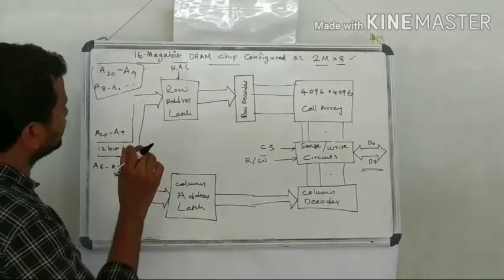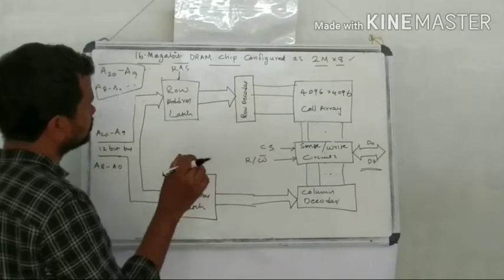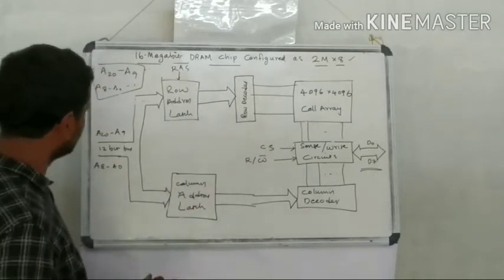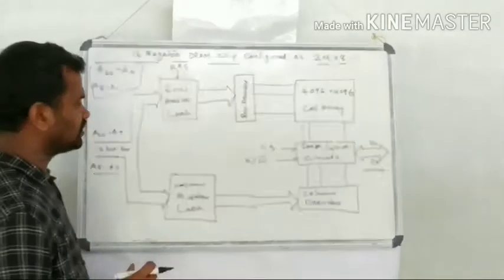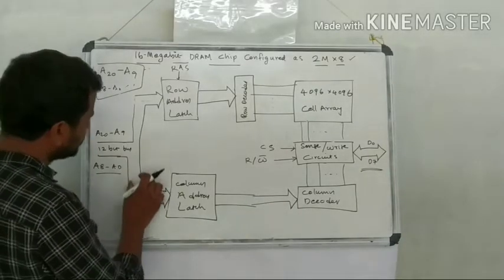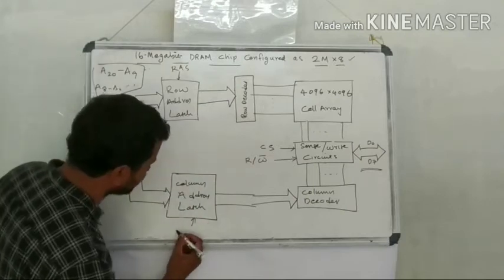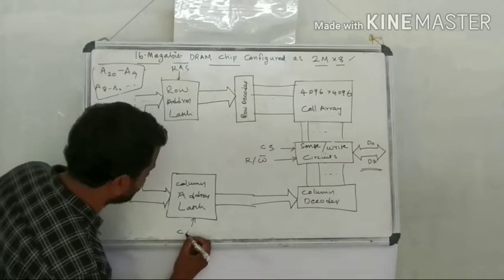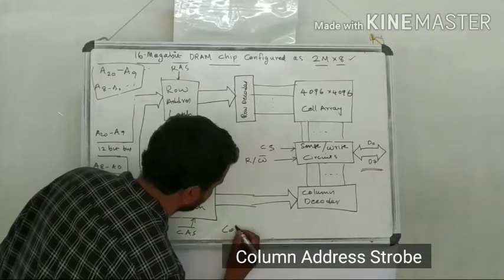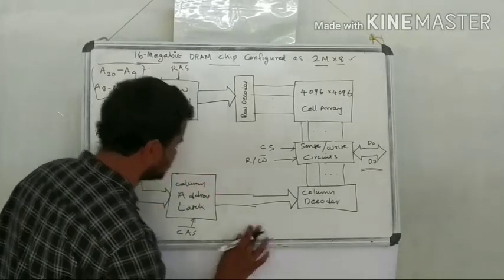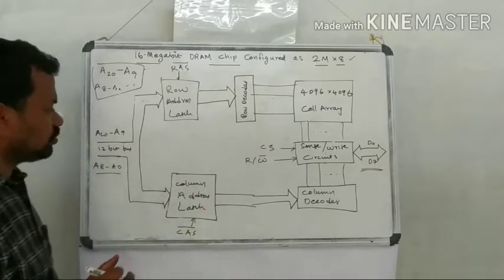So after some time, the column address will be transferred through this bus. That will reach both the latches, but here there is another control signal, that is column address stop, or CAS. Column address stop is actuated, so the column address will be latched into the column address latch.